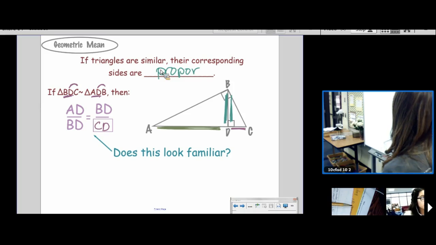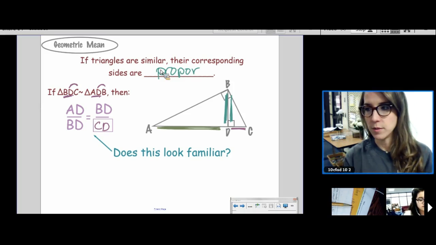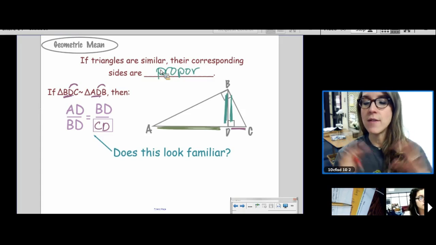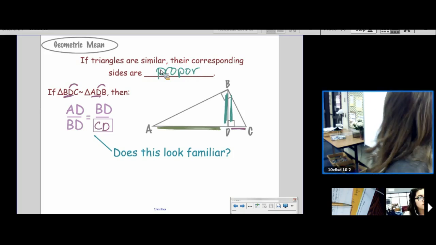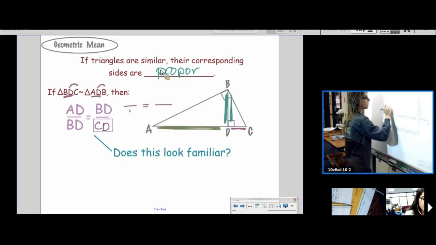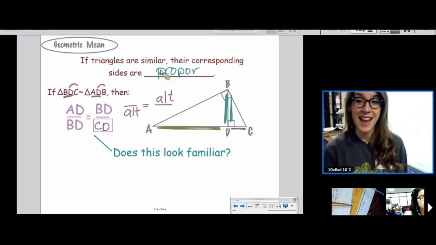Let's do the easiest one first. What is BD called in this triangle? What's BD called? But like a vocab word. Good. Altitude. So I'm going to write the same proportion, but instead of BD, I'm going to call it the altitude, because I can call that the altitude no matter what our triangle is named.